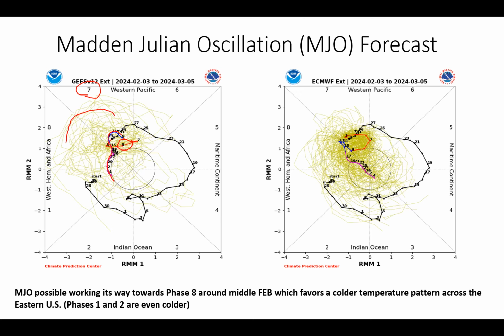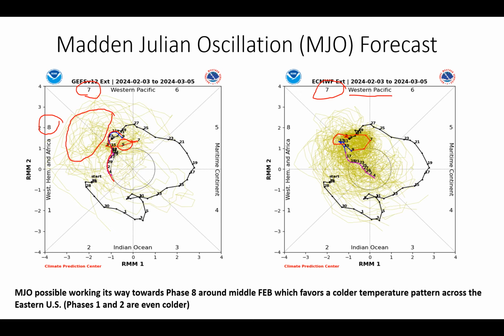All these yellow lines, by the way, are all the different ensemble members of this GFS ensemble system. So there are some ensemble members that are showing even stronger phase 8 potential here from the GFS, especially after the mid part of February. If we look at the forecast here on the right, the European extended outlook, it's also monkeying around here in phase 7. See that? We don't like that. That means convection is in the Western Pacific, and that favors milder temperatures in the eastern U.S.